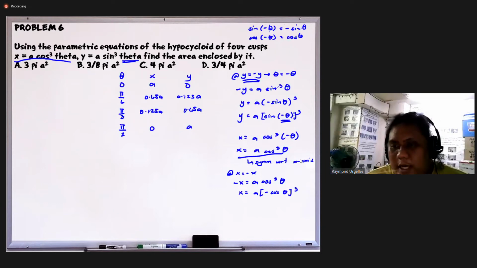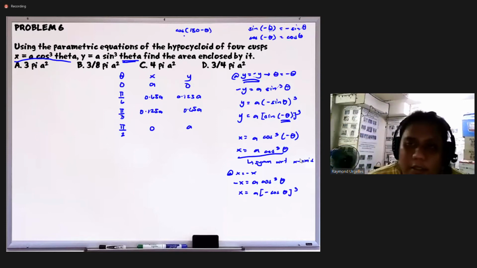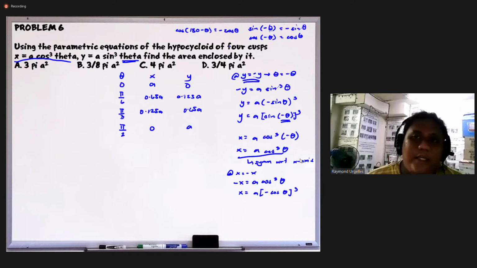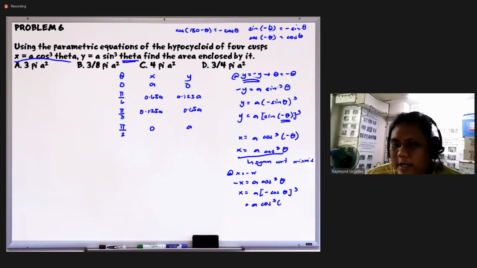Diba? So kaya dito, kailangan lang natin ito ibalik sa cosine. So ano ba yung magbibigay sa atin dyan ng identity? So we have cosine of 180 minus theta. So pag ginamitan nyo ito ng difference identity, cos 180 cos theta plus sin 180 sin theta. But sin 180 ay 0, kaya matitira lang is cosine 180 cosine theta. Cosine 180 is negative 1. So kaya ibig sabihin this is negative cosine of theta. So again, isa yan sa mga trigonometric identities natin. So kaya pwede natin itong palitan ng a cosine cubed of 180 minus theta.